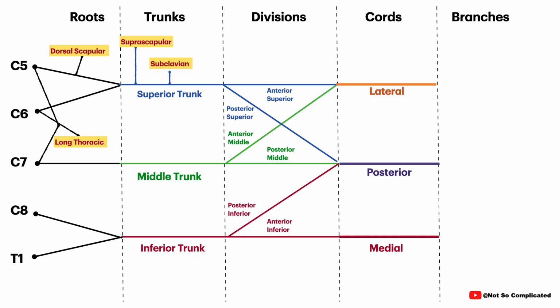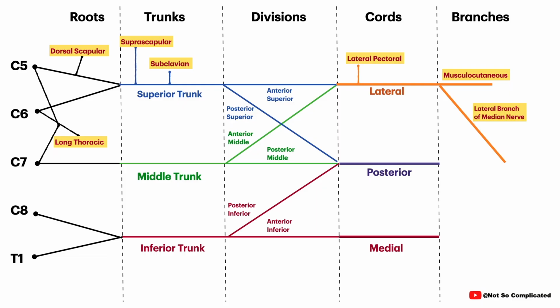So the lateral cord has three different branches. Even the cord's name is lateral cord, so the first branch is lateral pectoral. The first one is the lateral pectoral nerve, the second one is the musculocutaneous nerve, and the third one is the lateral branch of the median nerve. So these are the three nerves of the lateral cord.